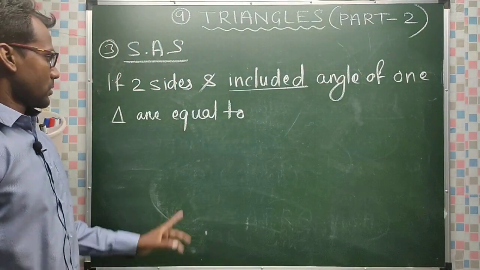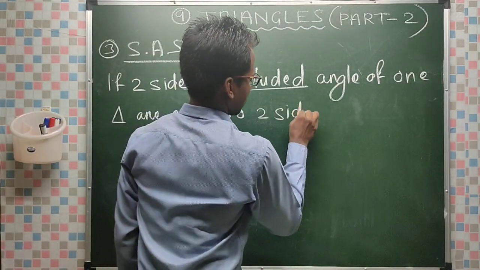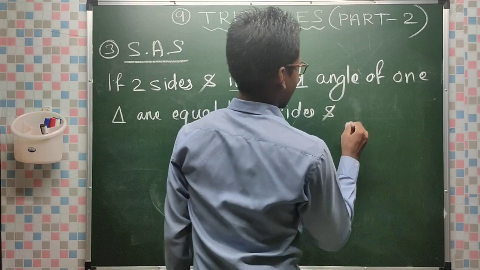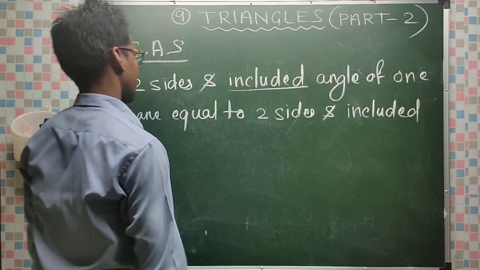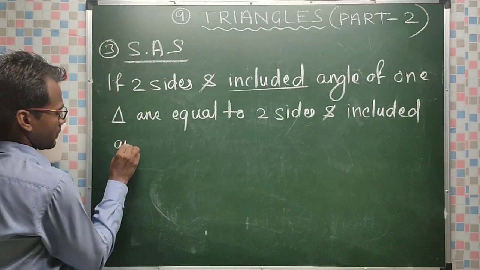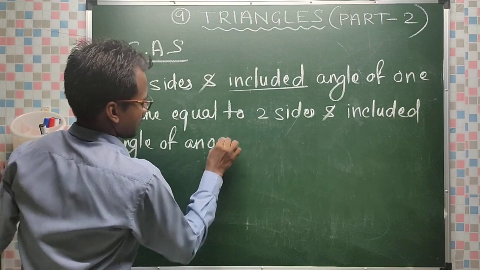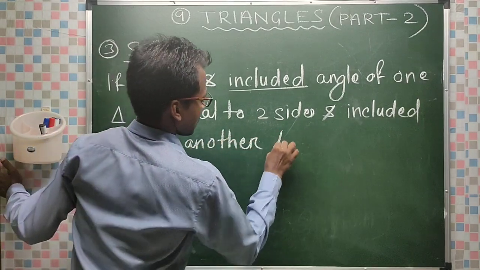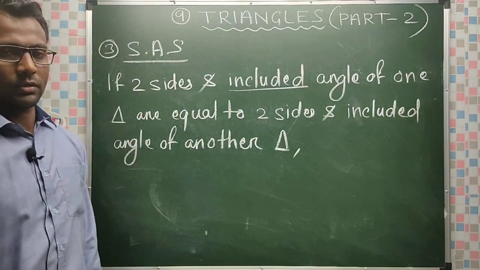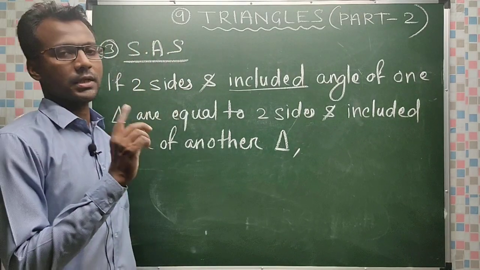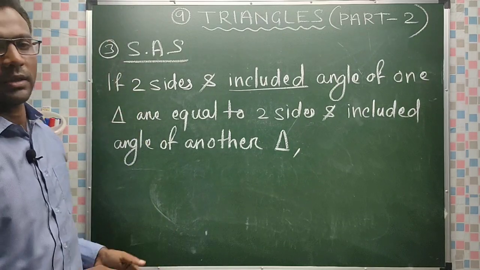Okay, of one triangle are equal to two sides and included angle of another triangle. Okay, then the two triangles are congruent. Okay, so this is the postulate SAS. Now let us see this diagrammatically. Okay, let us draw two triangles.